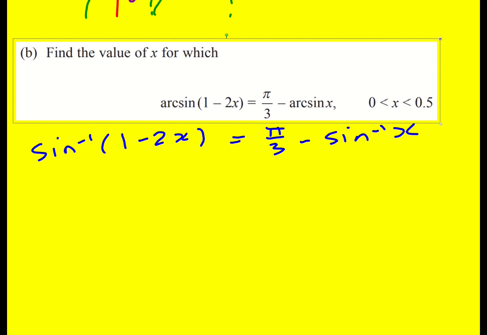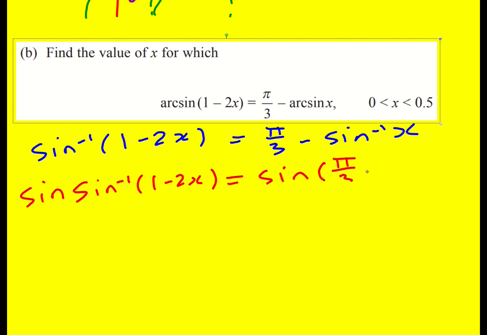My temptation then is like we have inverse signs. We need to basically undo it. And so what we can do is take sine of both sides. Like this is an equation, so there's nothing stopping me doing that. And the only issue is that I've now got sine of this whole thing here. And remember, I can't do them separately.